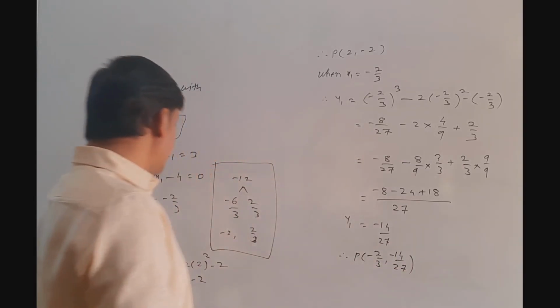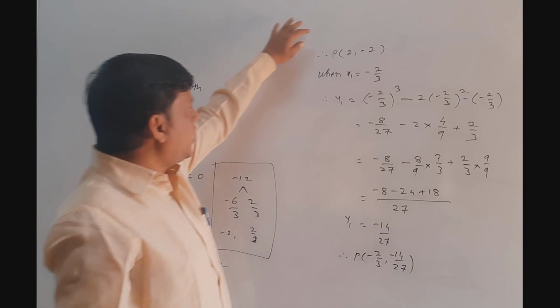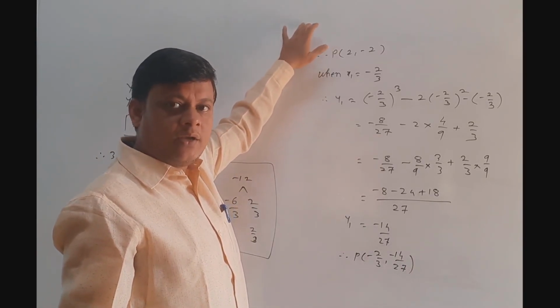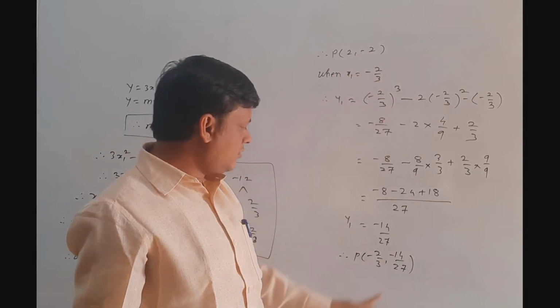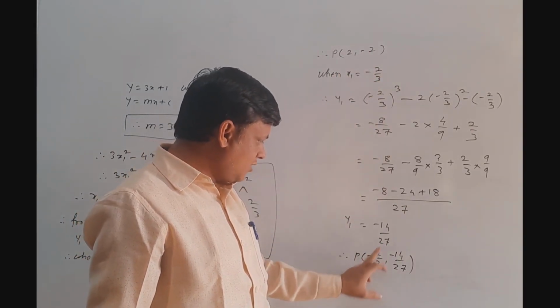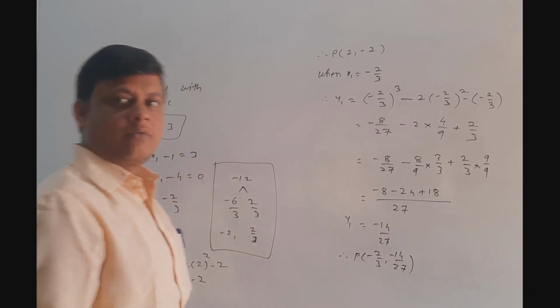So in this way we get coordinates of points on the given curve as (2, minus 2) and (minus 2 by 3, minus 14 by 27).